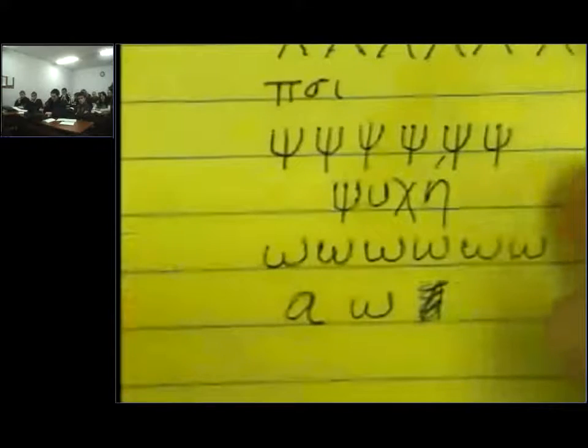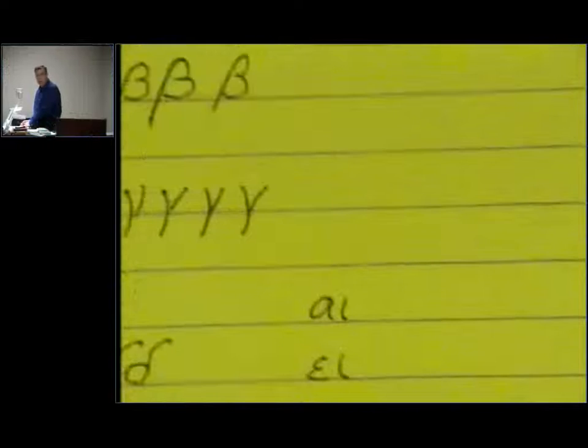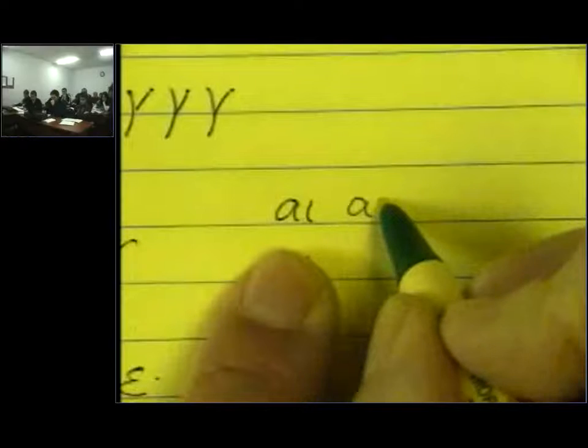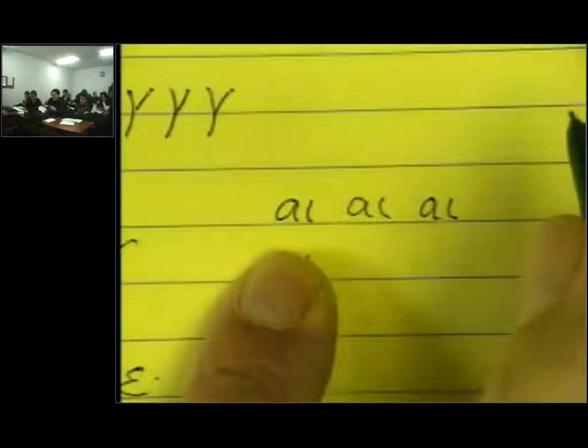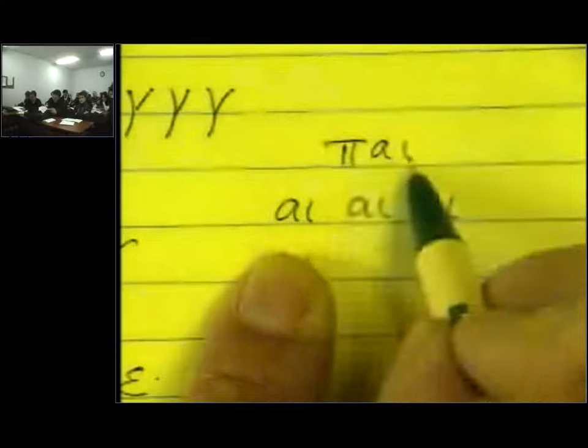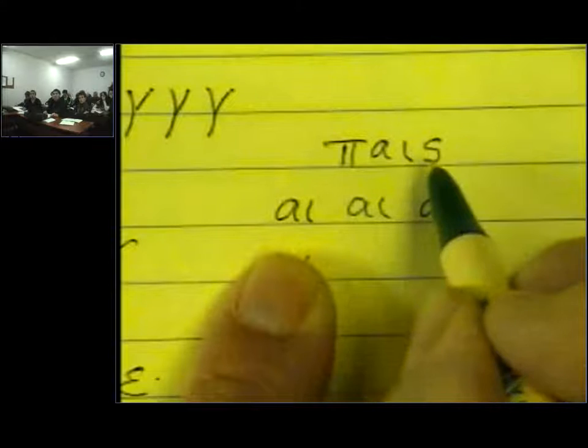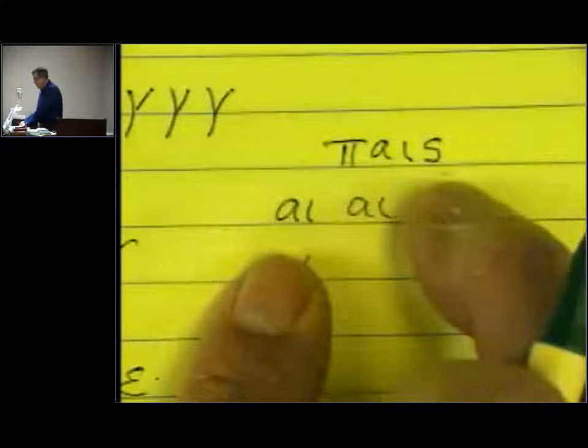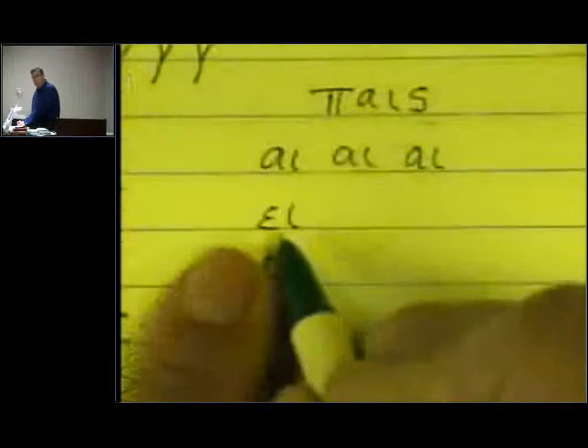Okay, now I'd like to study a few diphthongs with you very quickly. When you have an alpha and an iota together, it's I. So if we have this right here, pi, pais. This means always. Pais. Pronounce it. Repeat it. Pais.